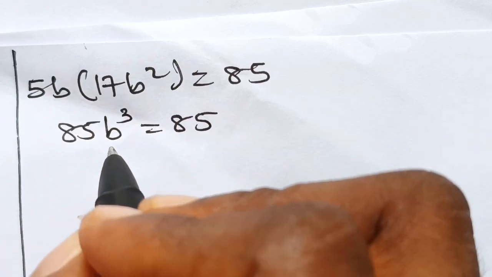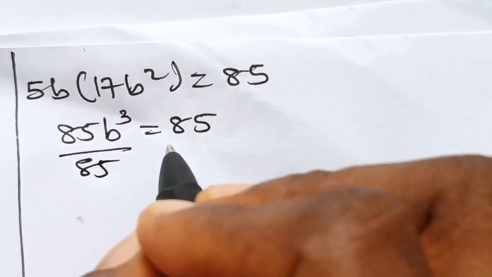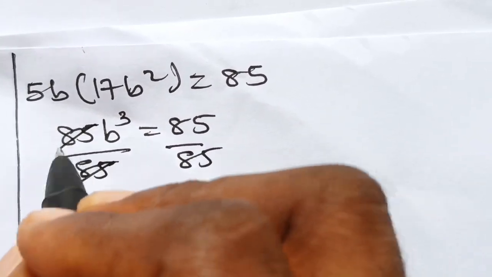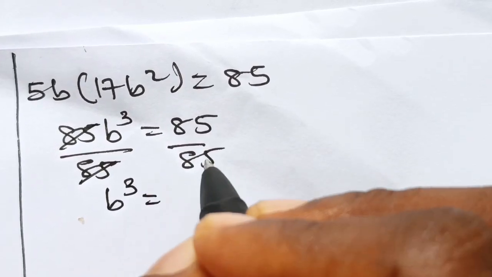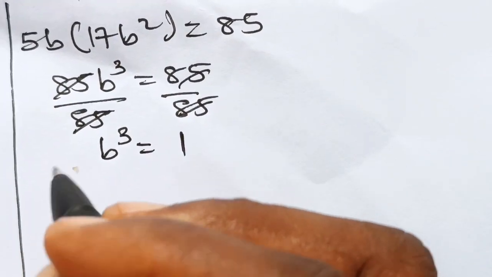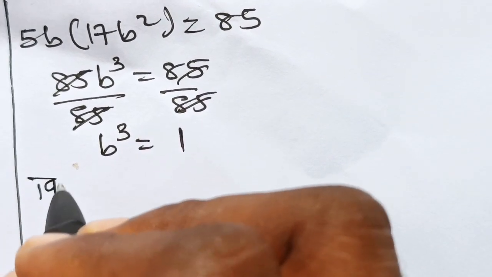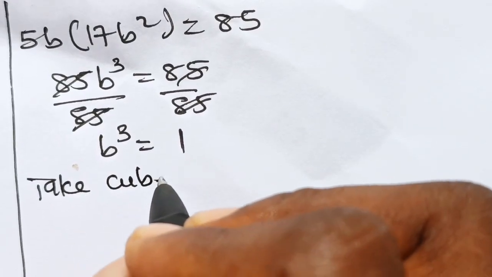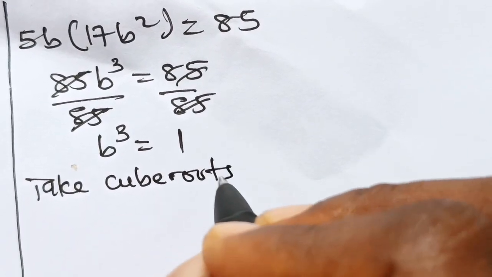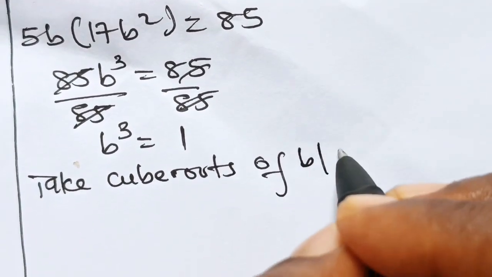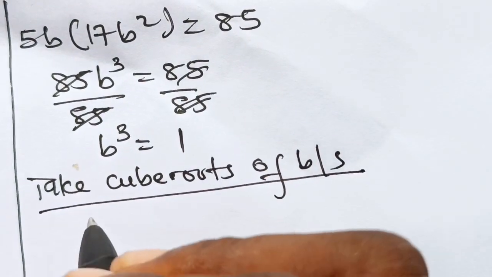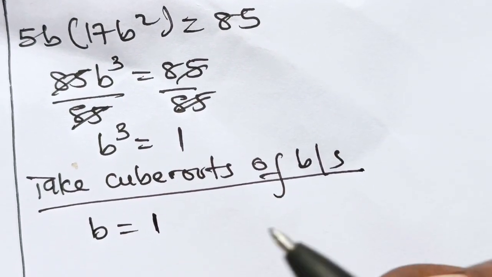Now divide both sides by 85. We have that b to the power of 3 is equal to 1. Take cube roots of both sides. So we have b will be equal to 1.